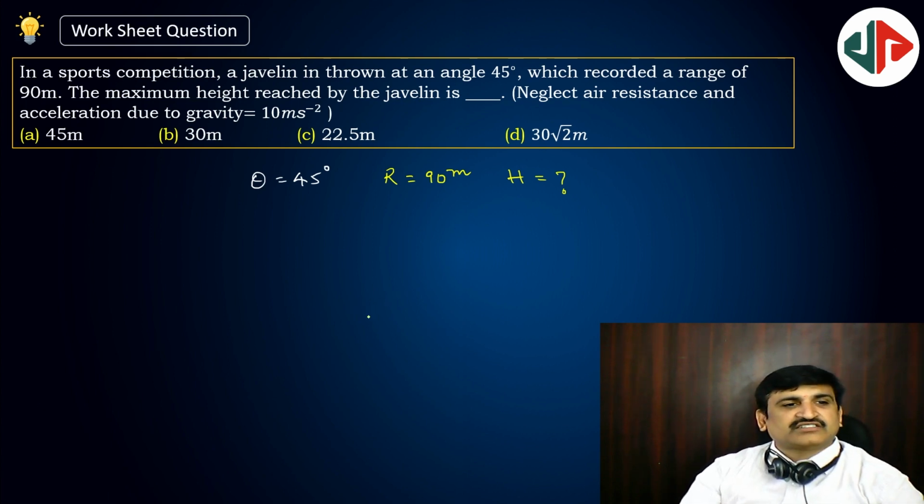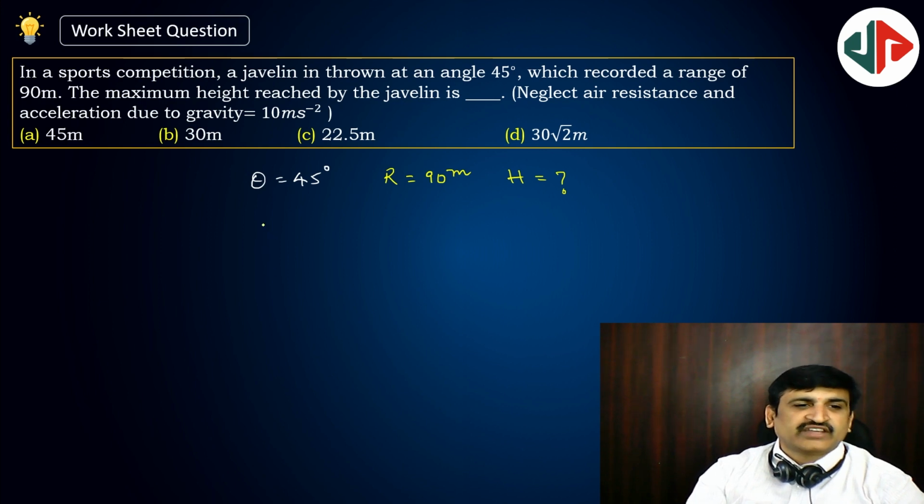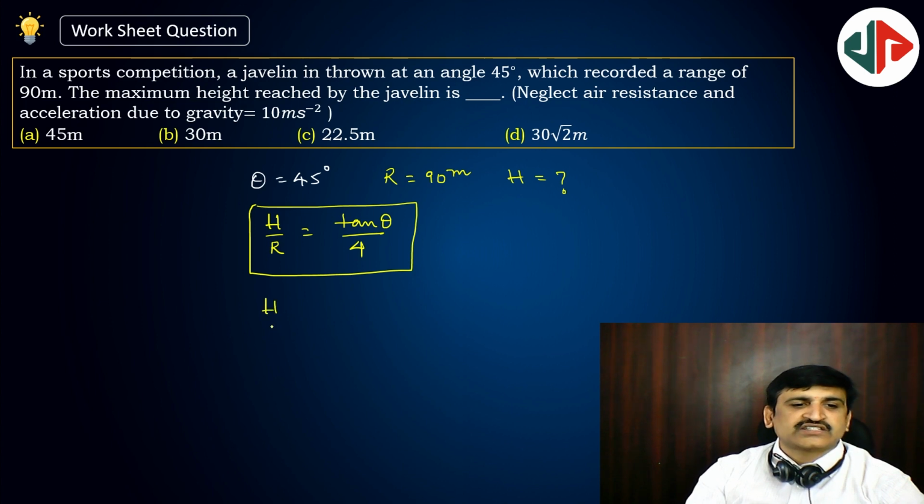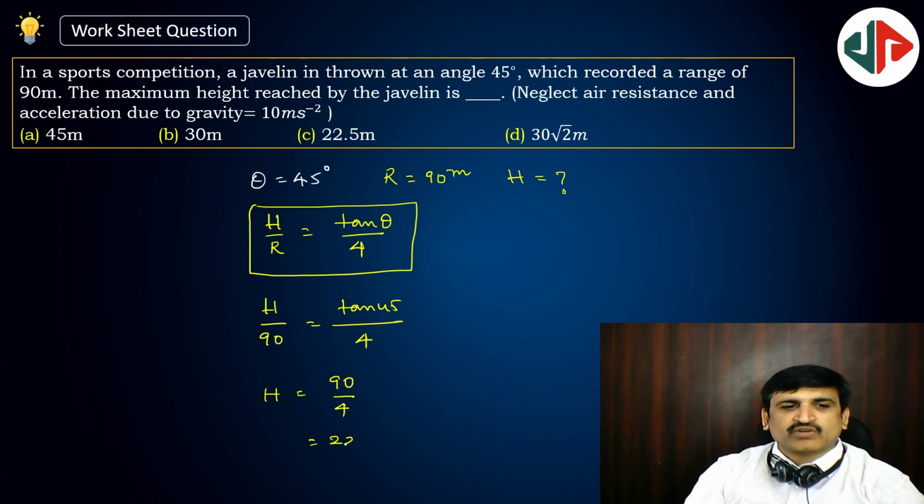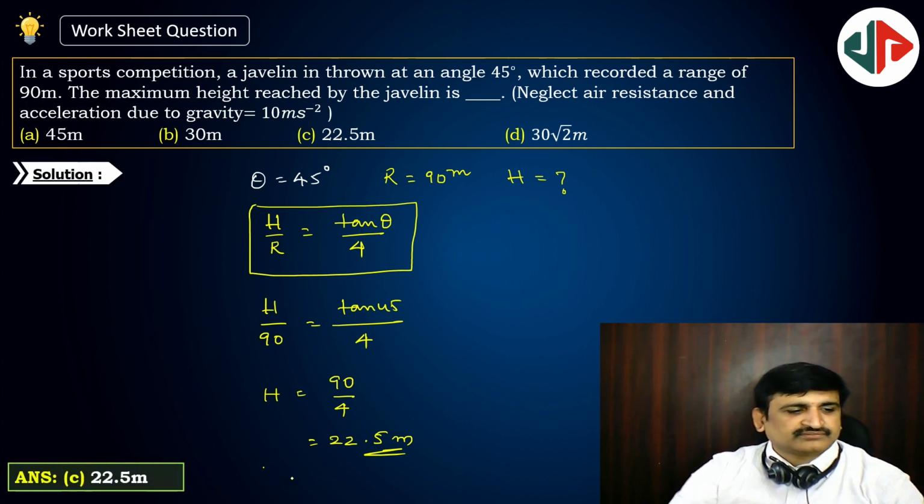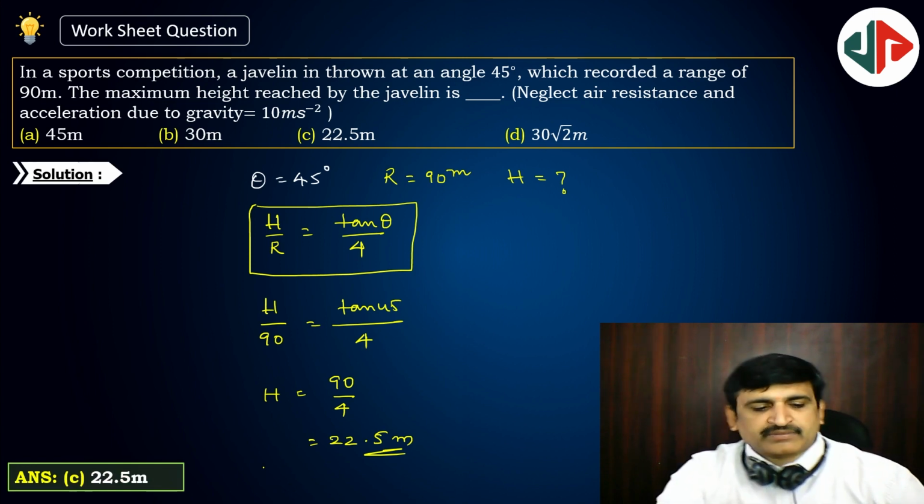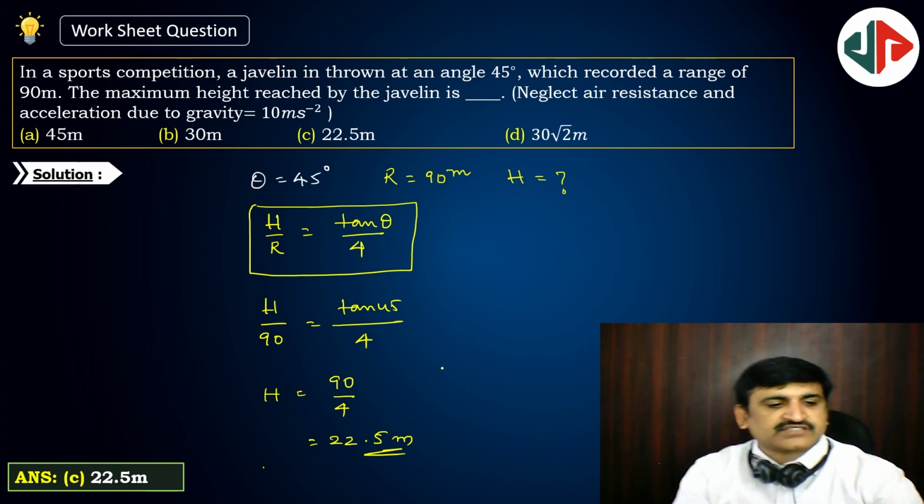Whenever we have a question relating to H and R, then we can use H by R is equal to tan theta by 4, right? This is a good relation that we have taken. So H by R, R value 90, tan theta, tan 45 by 4. So H is equal to 90 by 4, 22.5 meters. Okay, yeah. Next. Wait, papers are going out. Okay, next one.